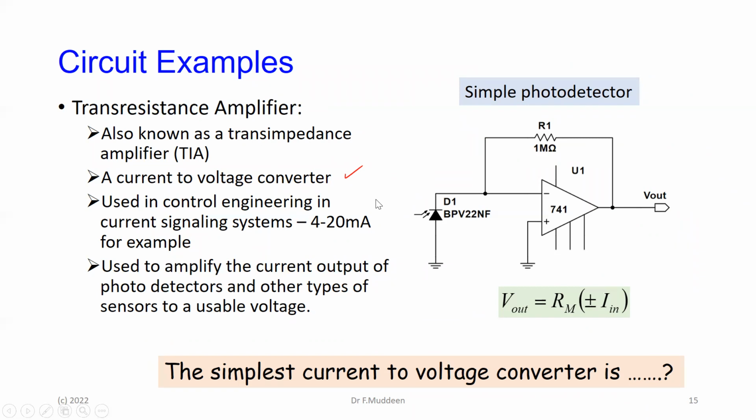All right. There are also other types of transimpedance amplifiers. For instance, a photodetector: a photodiode would produce current, and that is converted to an output voltage. And there are other types of sensors that work with that. And just by the way, what's the simplest current to voltage converter you could have? What is the simplest current to voltage converter?